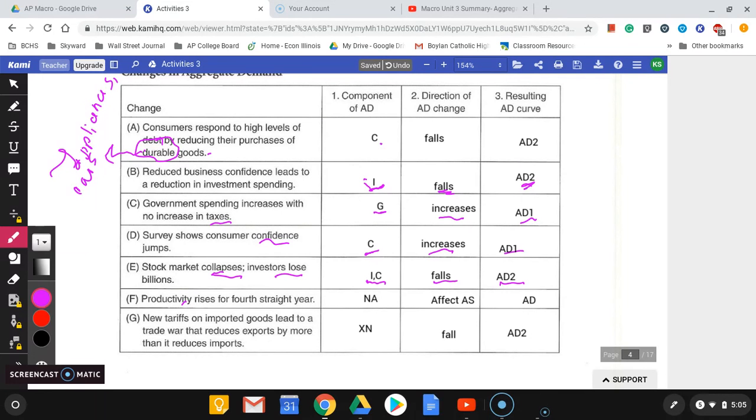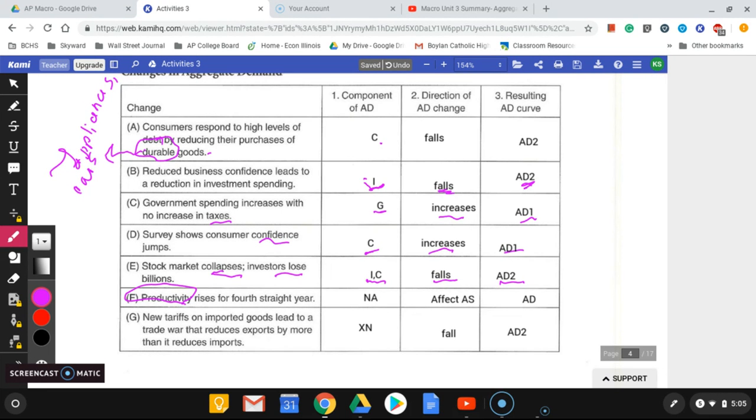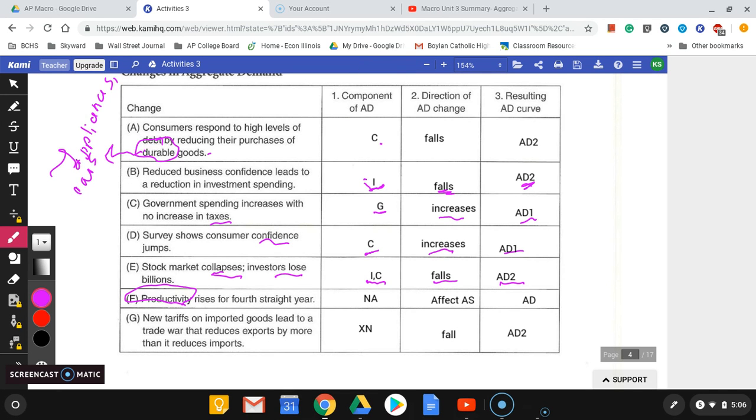F, productivity rises for the fourth straight year. This is not going to affect aggregate demand. It would affect aggregate supply, and we'll get to that in a few lessons. G, new tariffs, which are taxes on imported goods, lead to a trade war that reduces exports by more than it reduces imports. Definitely going to affect net exports. Exports are going to fall, and AD would move to AD2.